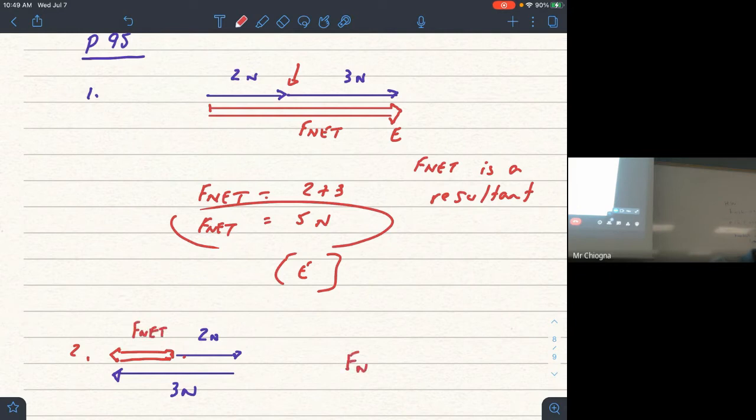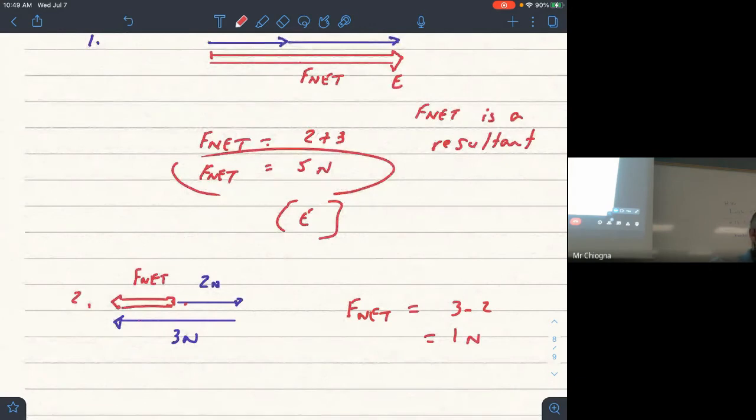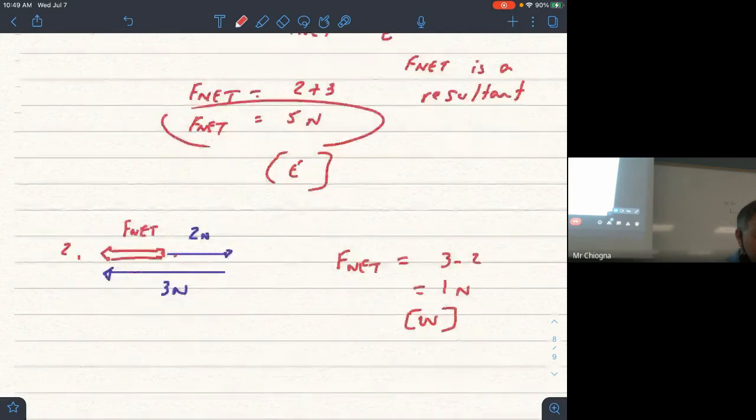I'm just going to work with magnitude. 3 minus 2 is 1. But it is to the left. So you can add a negative after the fact, or you can just put west, either one. Negative or west.